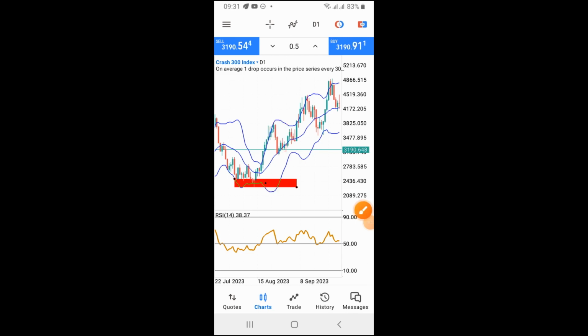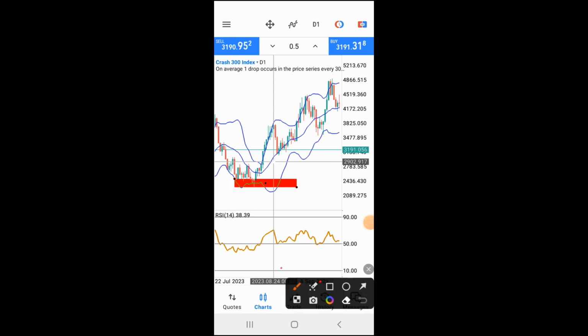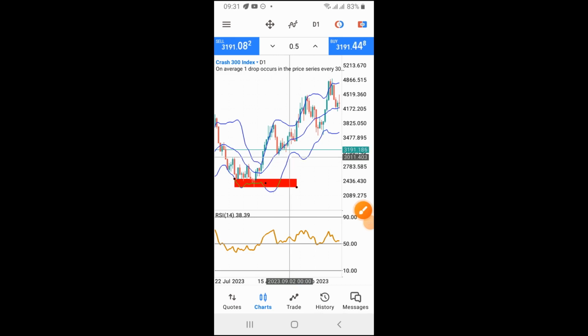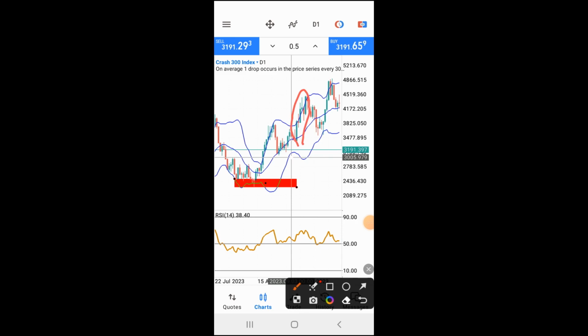All right, so now after it resumed, let's use our crossbar to check this. Look at this here. This is when this thing started. Then if you move this crossbar to this particular place, you will see that it has resumed the normal trend, which is the uptrend here, just the same thing that happened from the zone here.